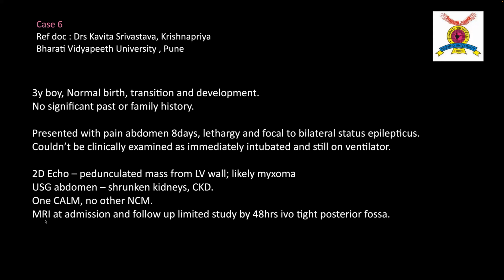But stroke was suspected and a 2D echo was done, which showed a pedunculated mass in the LV wall. It was reported as likely myxoma, but rhabdomyosarcoma was also considered. The child does not have any neurocutaneous markers. USG abdomen showed shrunken kidneys. He has CKD, which was detected only during this admission. MRI at admission showed acute stroke, and a follow-up limited study was done after 48 hours in view of tight posterior fossa, which was showing kinking of the brainstem, in both studies.